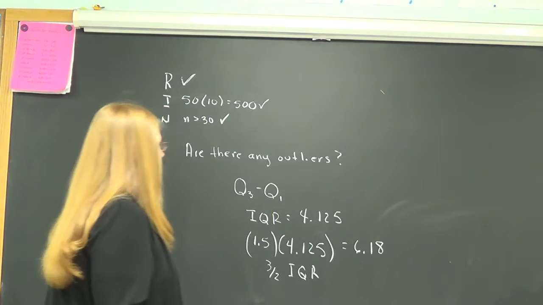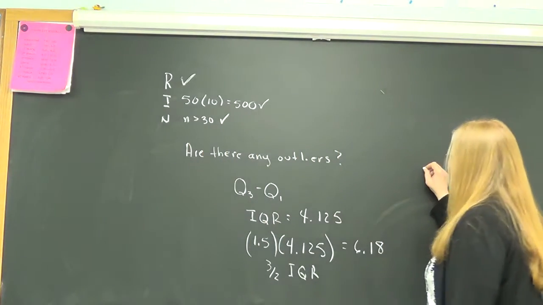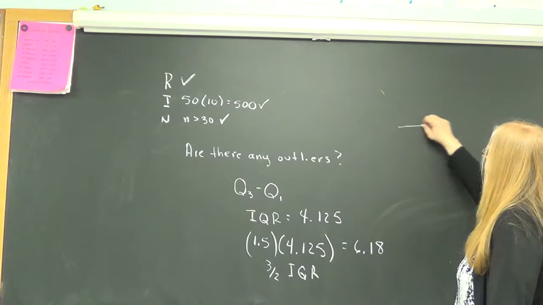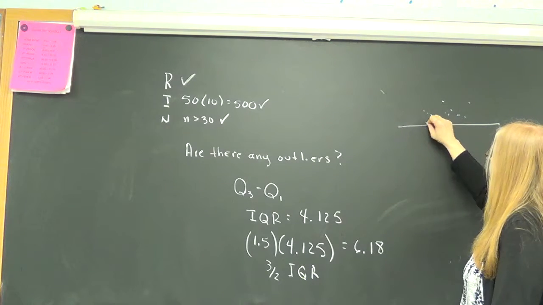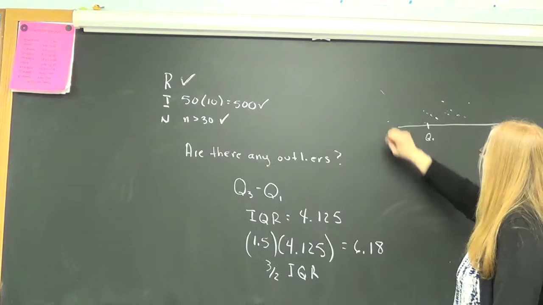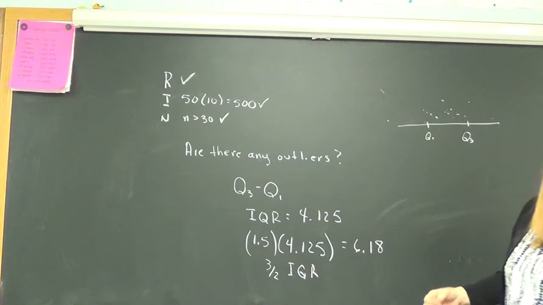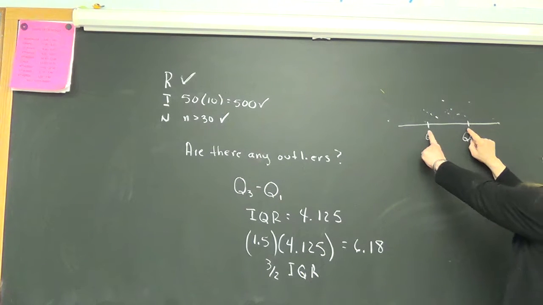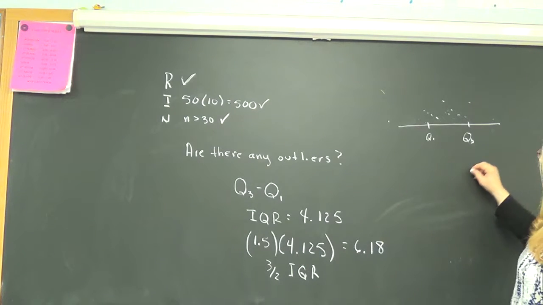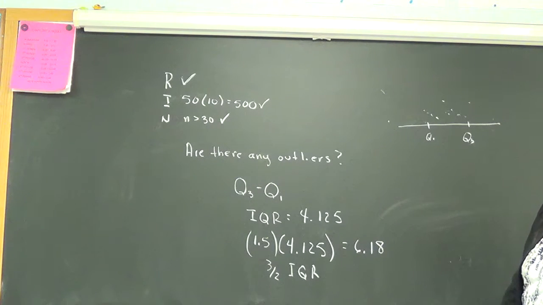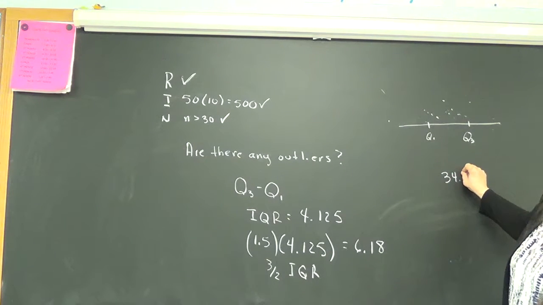So MD, what do you do with that number? You add it and subtract it from the mean? Nope. Here we have some data points floating around. We have Q1, one way down here, one way up here, and we have the IQR. What we're looking for, if you recall, is a data point 1.5 IQRs away from Q3. So Q3, can you find Q3 for me? 34.155.